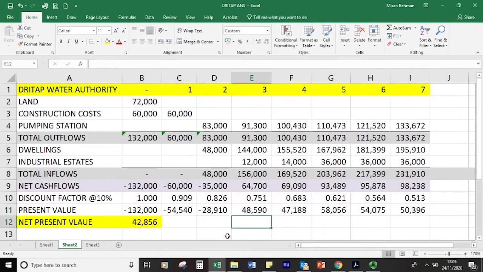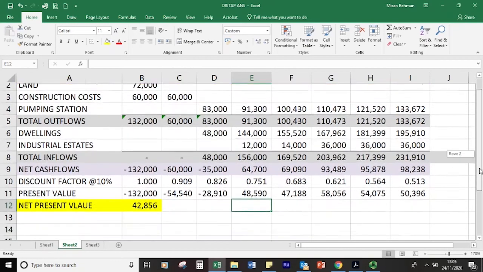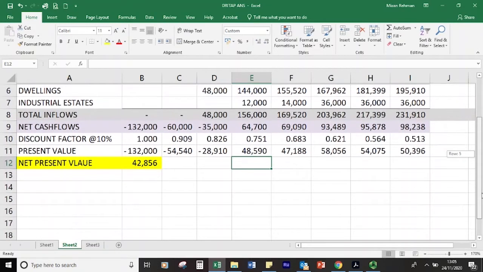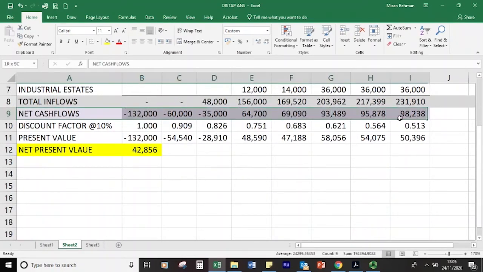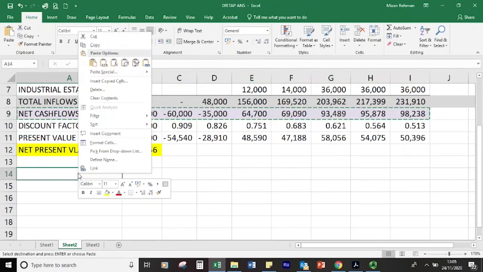One is at 10%, and then at 20%. And there's a reason for that, which we will actually come back to. But let's just... Now, the good thing is we don't have to do everything again. We will start from this column, net cash flows. So let's just copy it and paste it here.